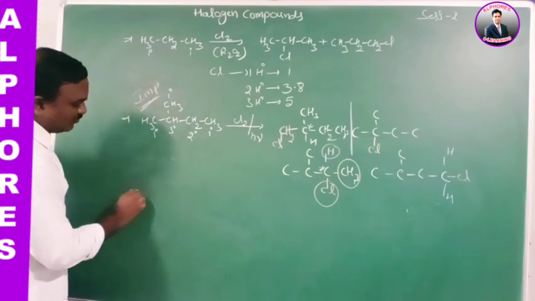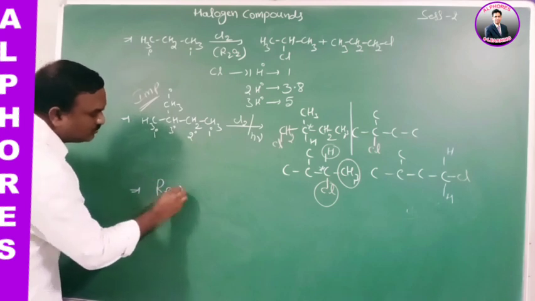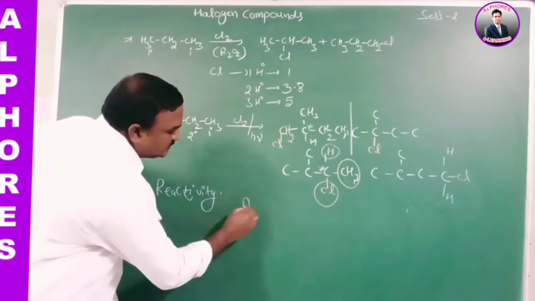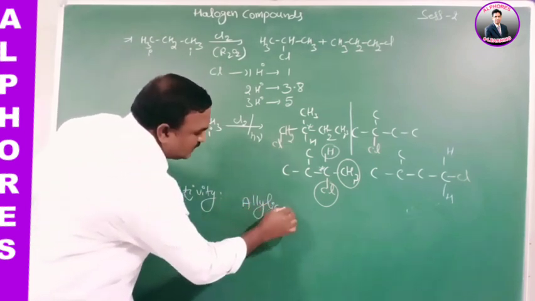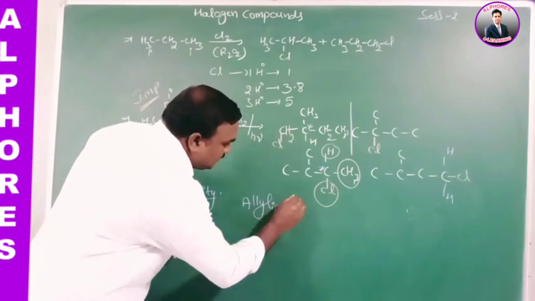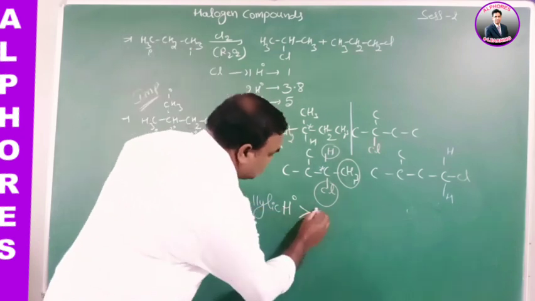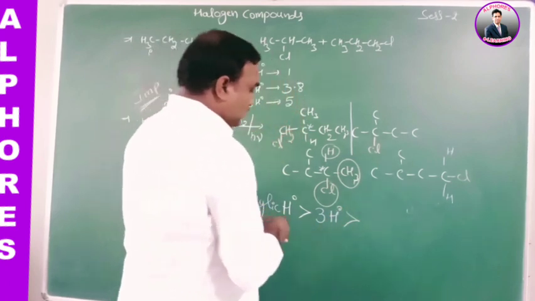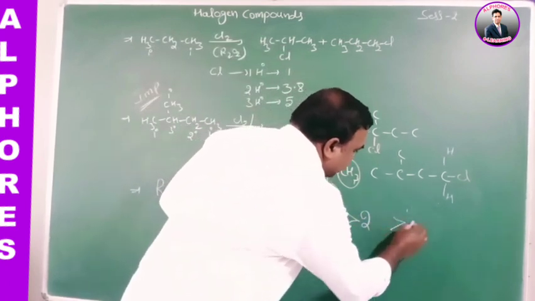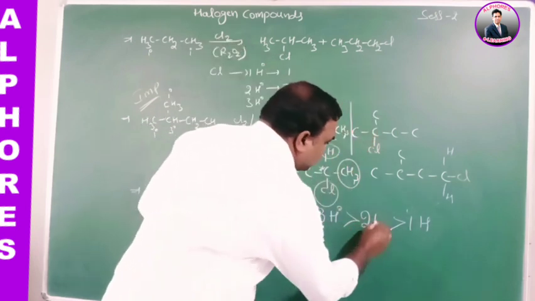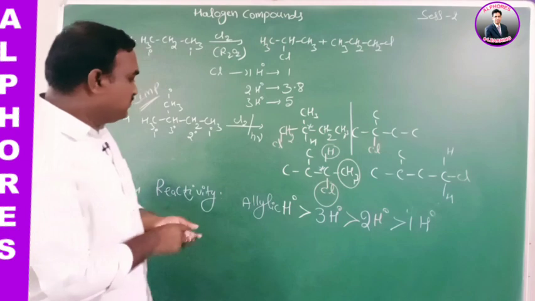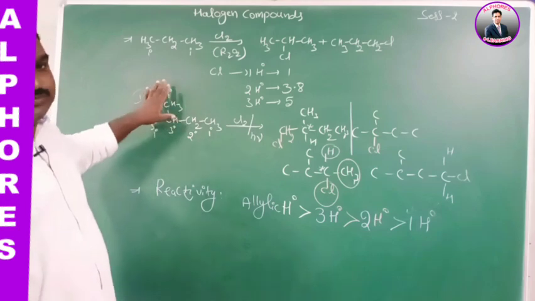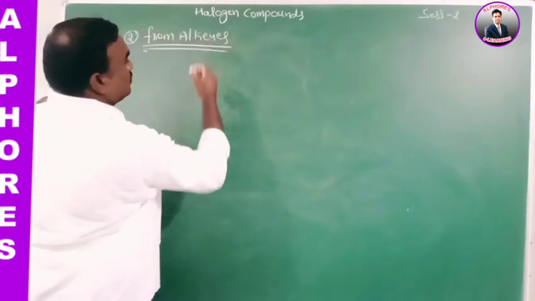So wherever an allylic compound is given, the reactivity order is allylic hydrogens, tertiary hydrogens, secondary hydrogens, and primary hydrogens. This is the way to write the reactivity of alkane compounds.